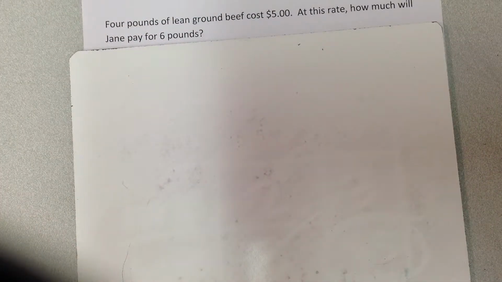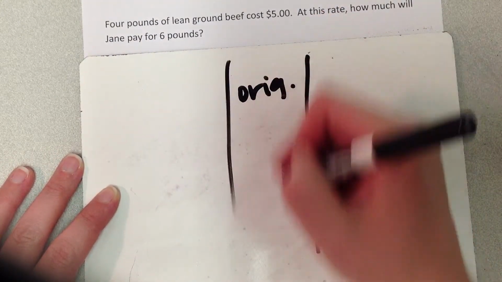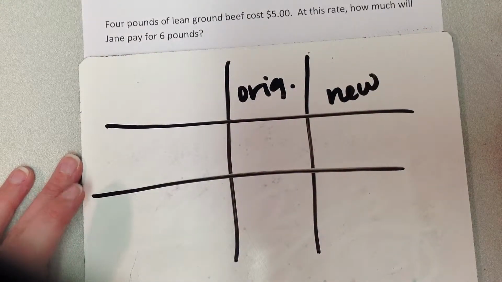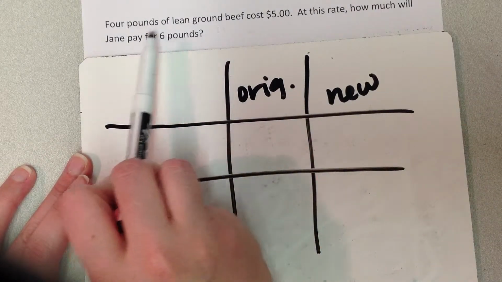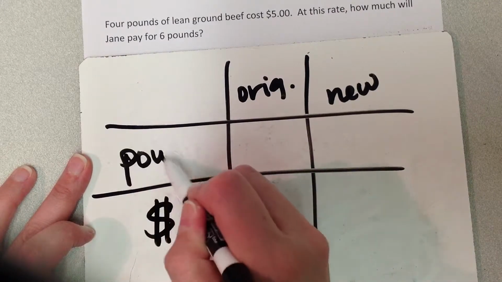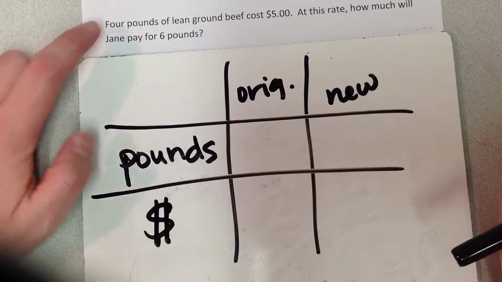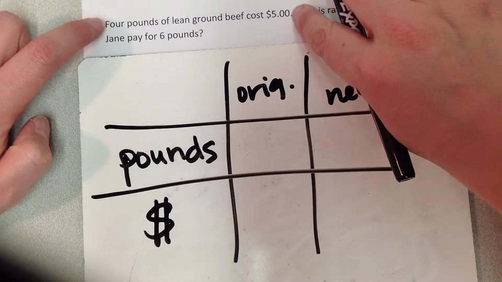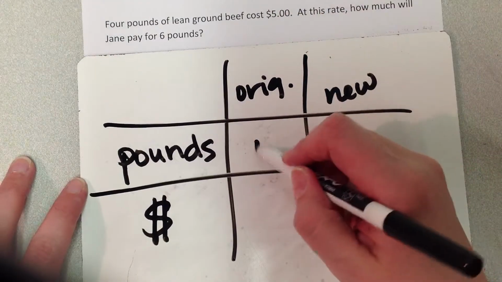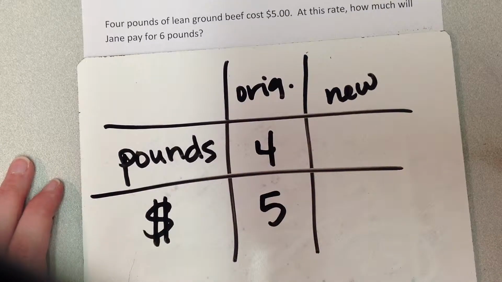a little chart for myself. Because I've got my original ratio, right? And then I have my new amount. And what I'm really comparing, it looks like, is pounds of beef to money. So pounds to money. Okay, and this might be kind of confusing because part of my ratio is written out as a word. This right here is my ratio, 4 pounds for $5. Okay, at this rate, how much will Jane pay for 6 pounds?